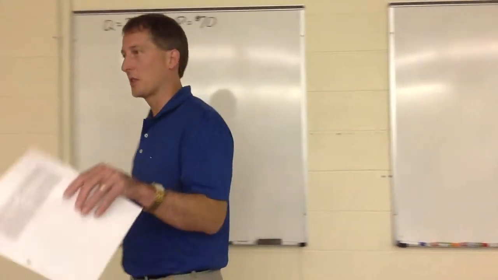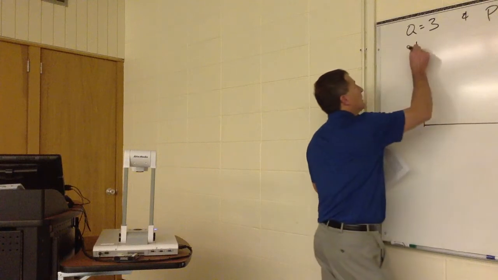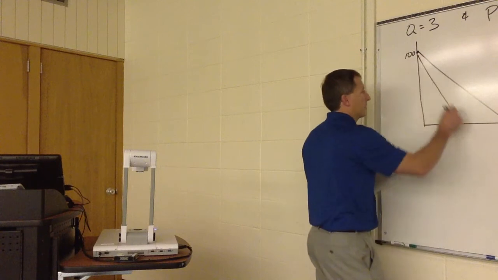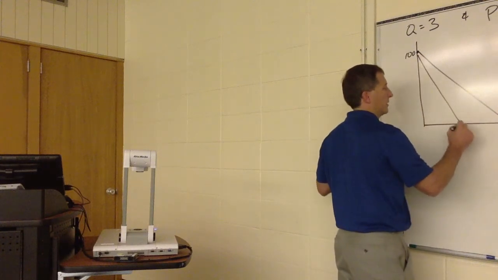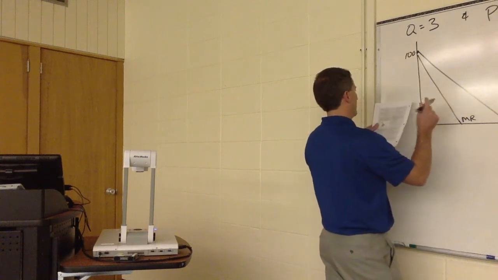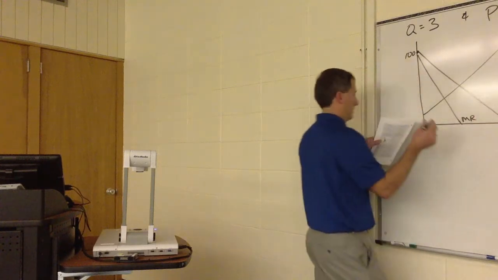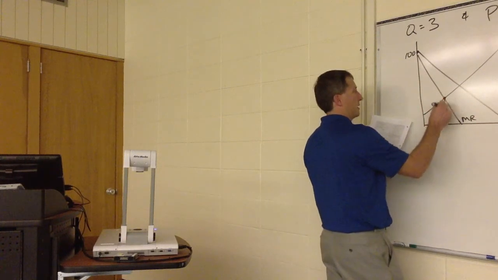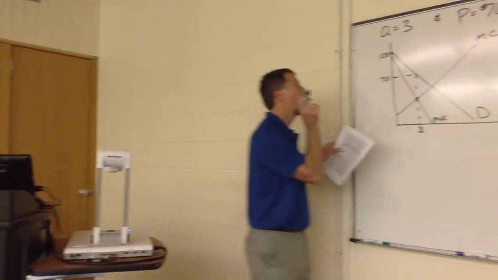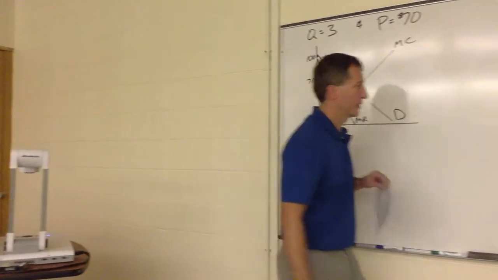So this one, some of you started on your pictures. That's probably the best way to tackle this. So you had 100, there was your demand curve, you had a marginal revenue curve. So put the pieces of the puzzle together. Your marginal cost curve started off at 10 and went up. Marginal cost equaled marginal revenue at 3. Charge a price of 70. So let's review.